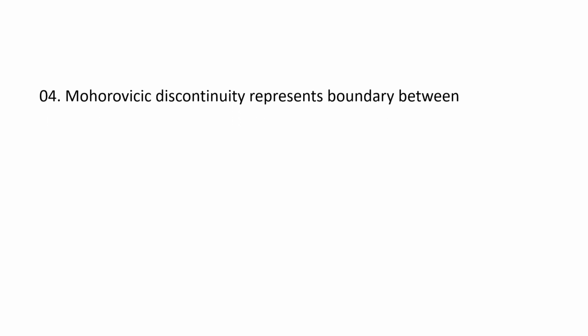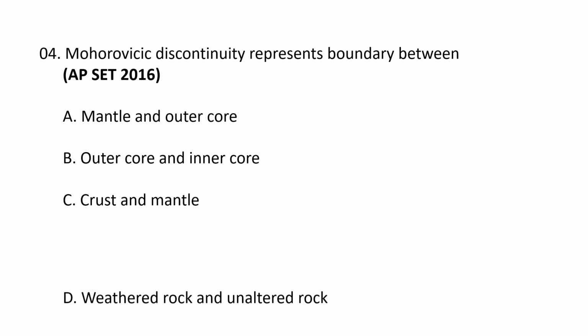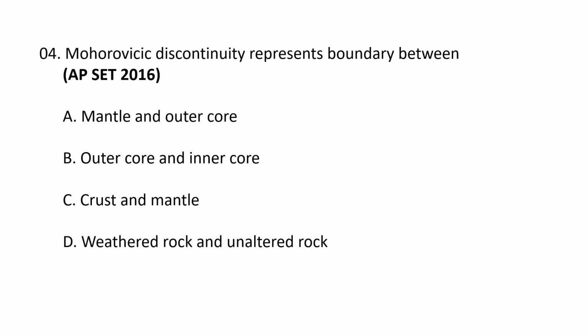Next question. Mohorovicic discontinuity separates, or it represents the boundary between A. Mantle and outer core, B. Outer core and inner core, C. Crust and mantle, D. Weathered rock and unaltered rock. The Mohorovicic discontinuity, or MOHO, represents the boundary between Earth's crust and the underlying mantle. This boundary is characterized by a distinct change in seismic wave velocities and density, as earthquake waves travel faster through the denser mantle than the less dense crustal material. So, MOHO represents the boundary between crust and mantle. C is the correct option.